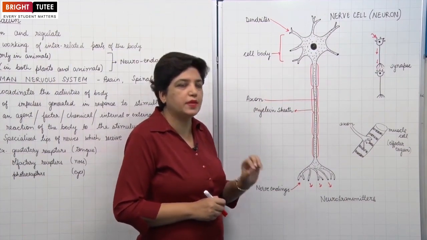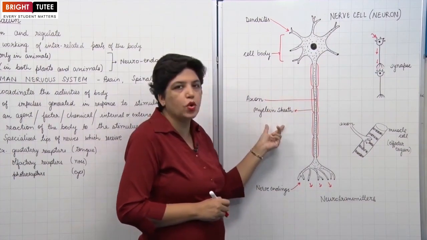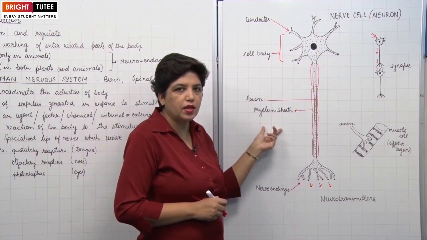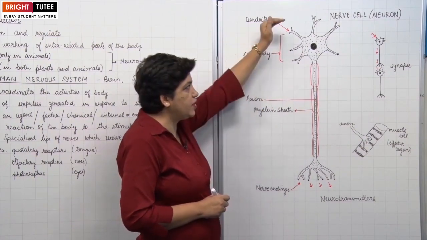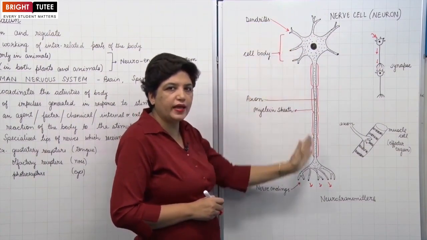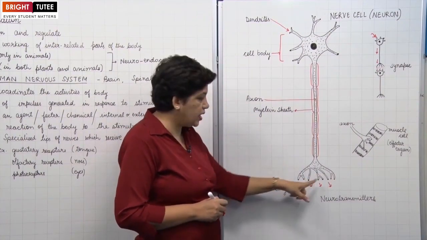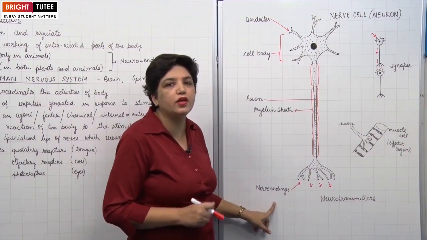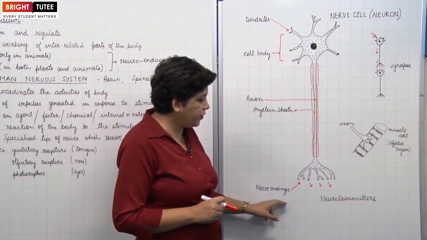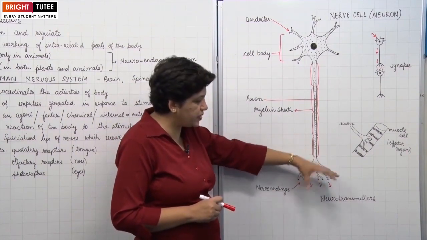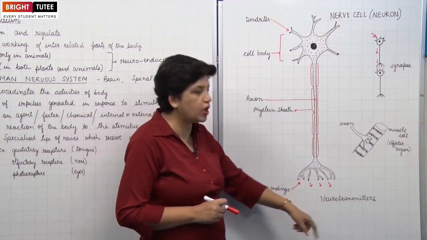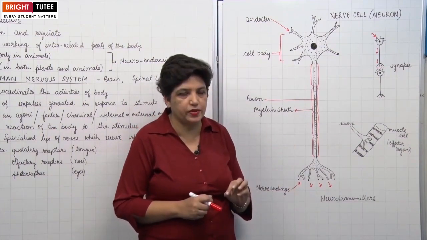The axon is sometimes covered with a sheath which is called the myelin sheath. So the three main parts are the dendrites, the cell body and the axon. The axon ends up into small branches. These branches are called nerve endings. The nerve endings release certain chemicals which are called neurotransmitters.